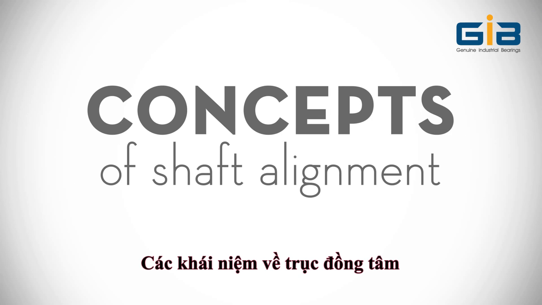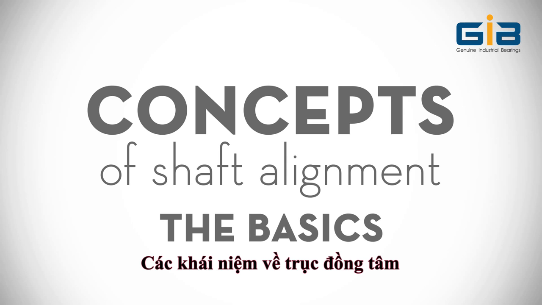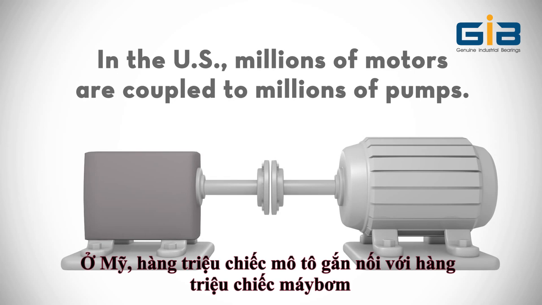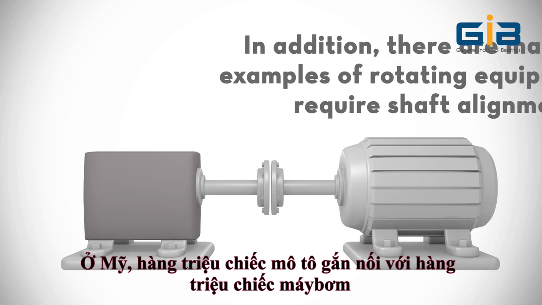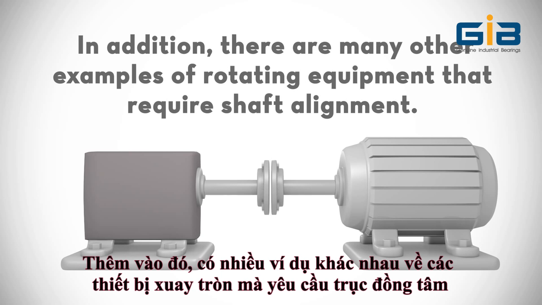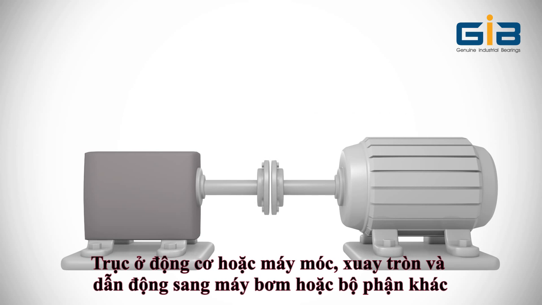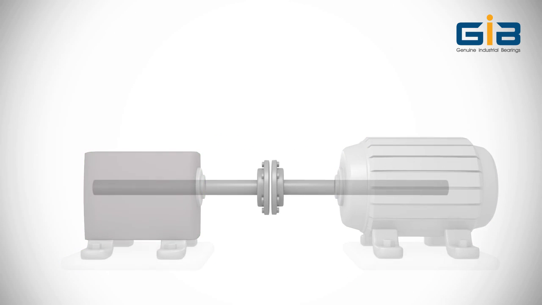Concepts of shaft alignment, the basics. In the U.S., millions of motors are coupled to millions of pumps. In addition, there are many other examples of rotating equipment that require shaft alignment. The shaft in the motor or engine rotates and drives the shaft in the pump or other driven machine.